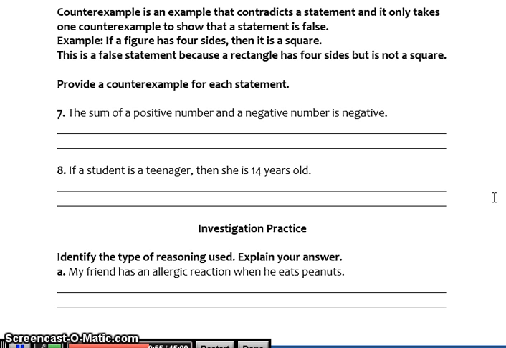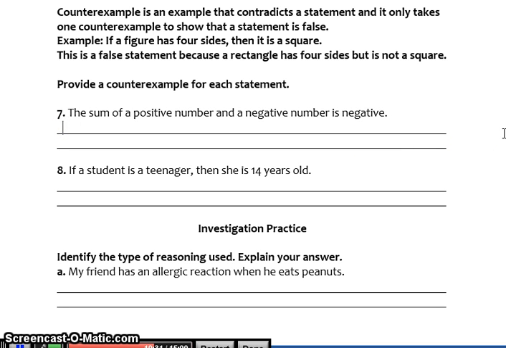Now, here we have a discussion of counterexamples, and we already know that counterexamples are examples that contradict a statement, and that it only takes one counterexample to show that the statement is false. For example, our hypothesis, if a figure has 4 sides, then it is a square, is our conclusion. Now, we know this is a false statement because we can provide a counterexample. A rectangle has 4 sides, but it's not a square. So for number 7, I'm going to do number 7. You will have to fill in number 8 on your worksheet on your own.